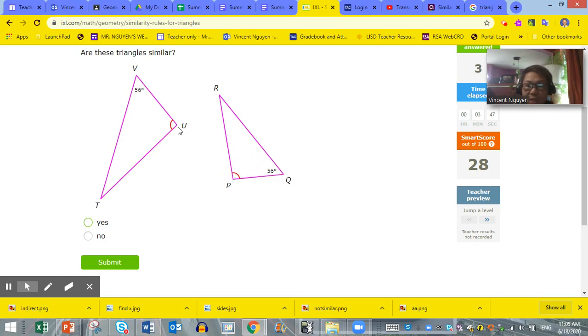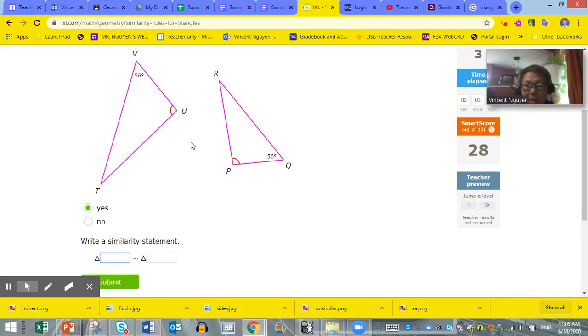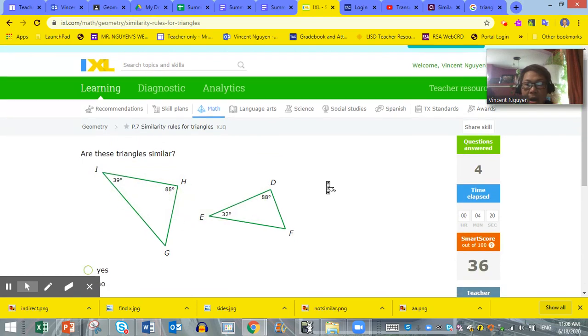56 matches with 56, and this angle marking matches with that angle marking. So we have two angles. That's good enough for us to say they are similar. Now we have to say which one. We name them by that same order that I did: the marked angle, the labeled angle, and then the unmarked angle. So it'll be UVT. All right. And again, marked angle, given angle, and unmarked angle. So it will be PQR. Submit. Ta-da. All right, repetitive.